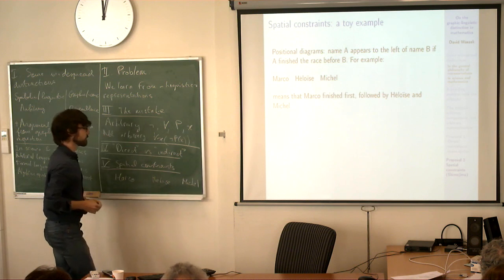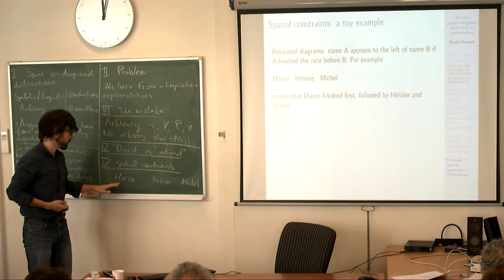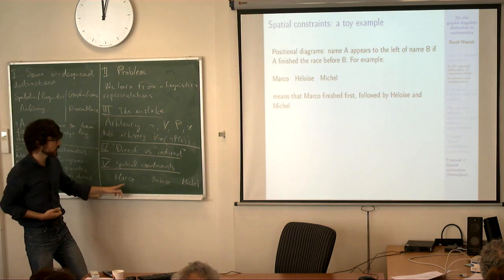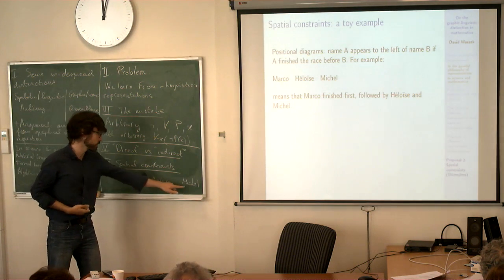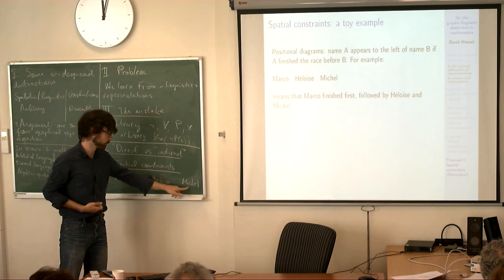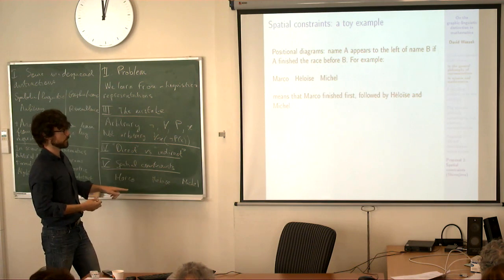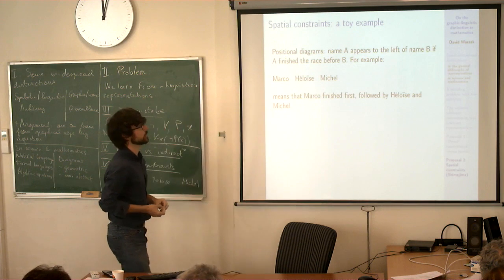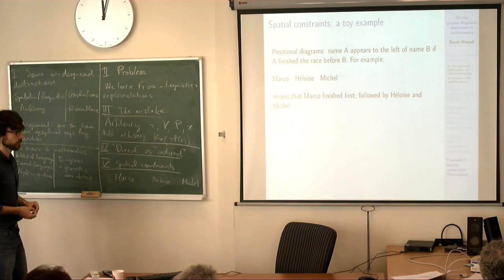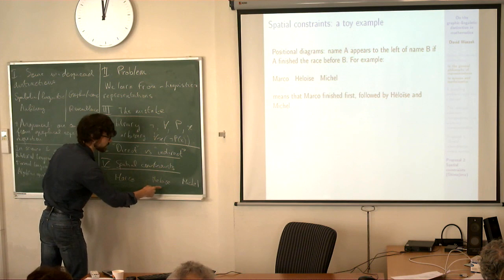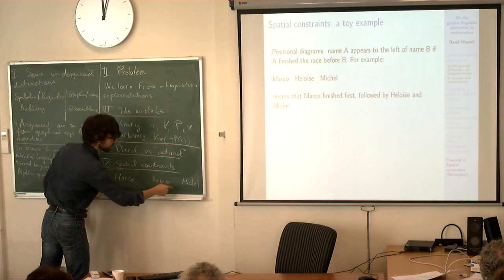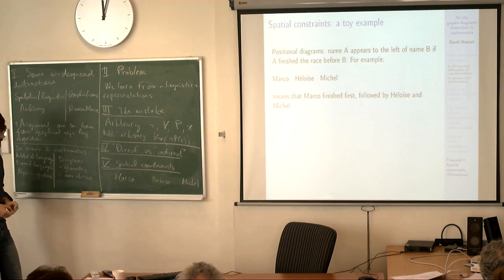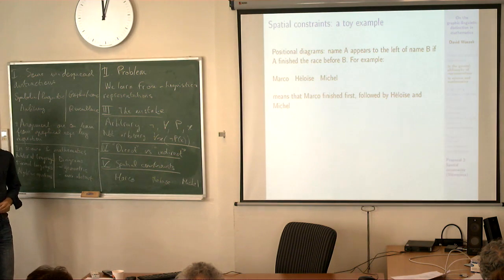If you write these two pieces of information using such a system of representation, you're forced to represent as well the further information that Marco arrived before Michel, using the interpretation rule that name A appears to the left of name B if A finished the race before B. So if I represent Marco before Eloise and Eloise before Michel, I automatically represent the further information that Marco arrived before Michel. Yes?